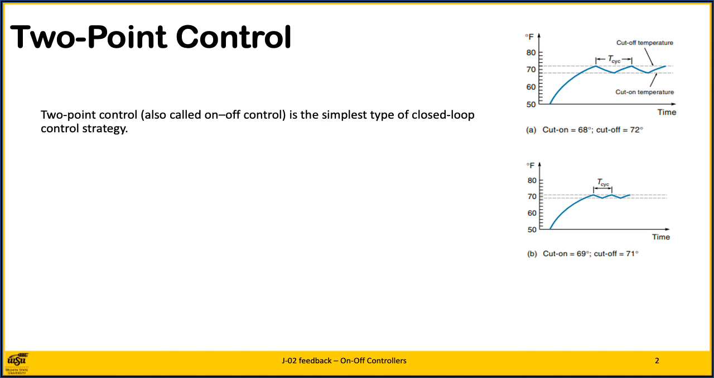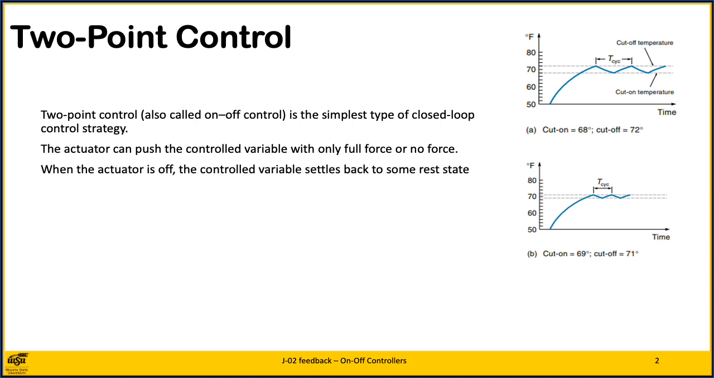Two-point control, also called on-off control, is the simplest type of closed-loop control strategy. The actuator can push the control variable with only full force or no force. When the actuator is off, the control variable settles back to some rest state. A good example of two-point control is a thermostatically controlled heating system.